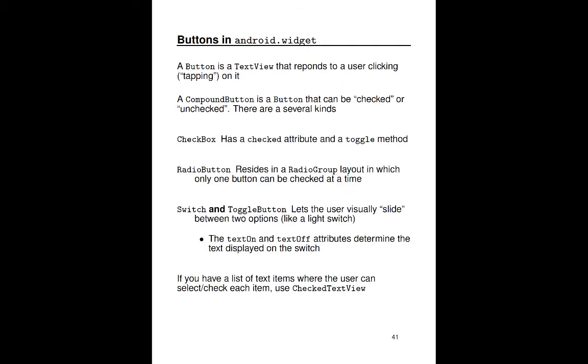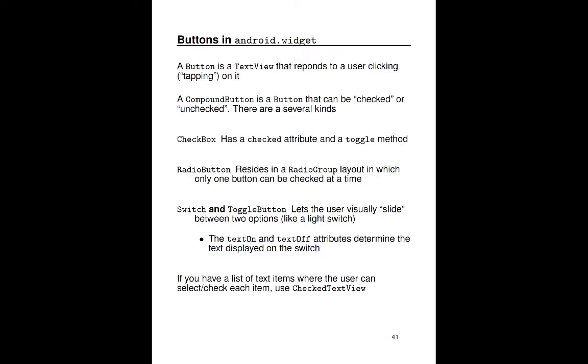A button is a type of text view that responds to a user clicking on it, or in the case of most devices, tapping on it. There are several types of buttons. Compound button is a button that can have a checked or unchecked state, such as a checkbox, which just has a checked attribute and a toggle method. So your application can toggle the checkbox using the toggle method, and of course the user can also tap the checkbox to toggle its state.